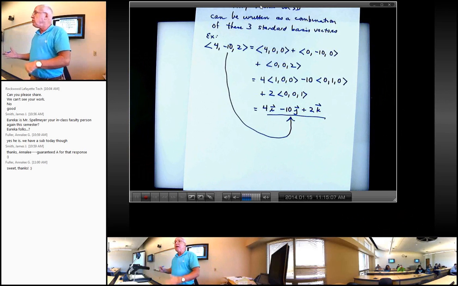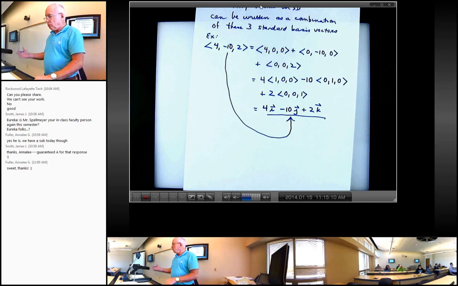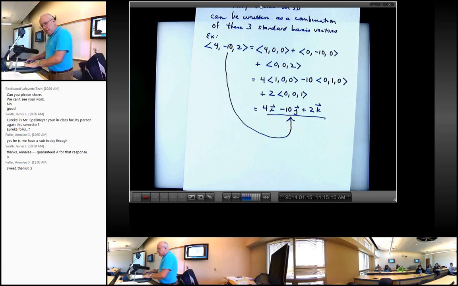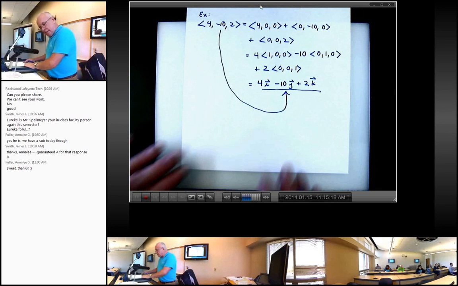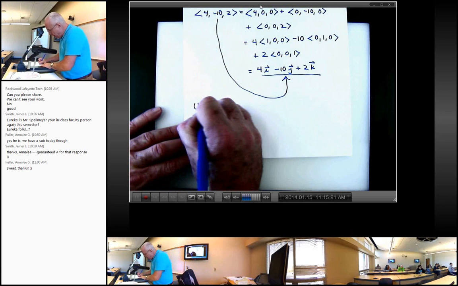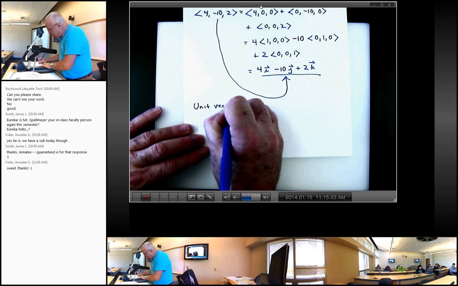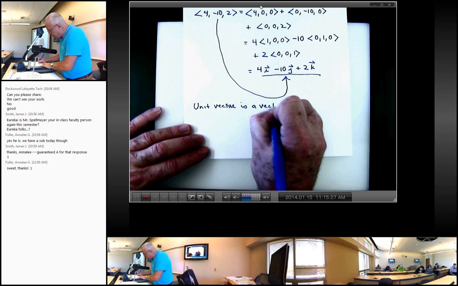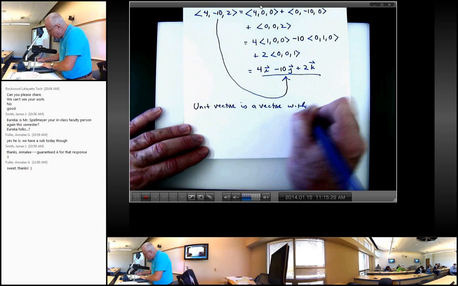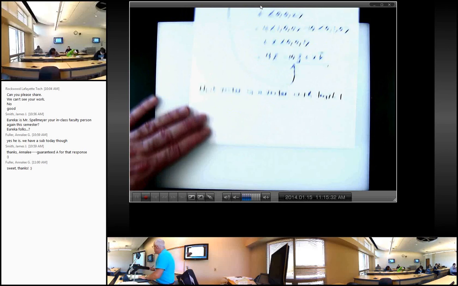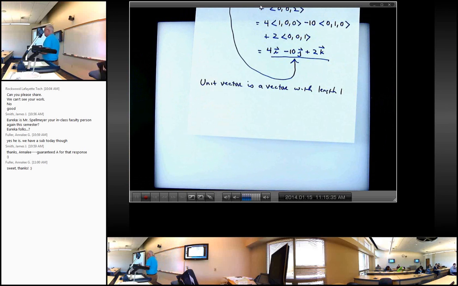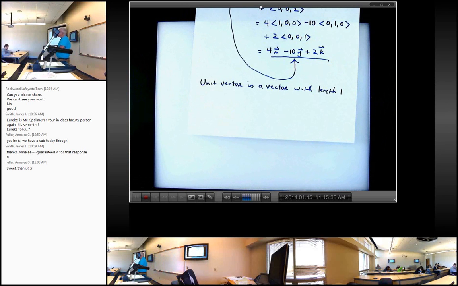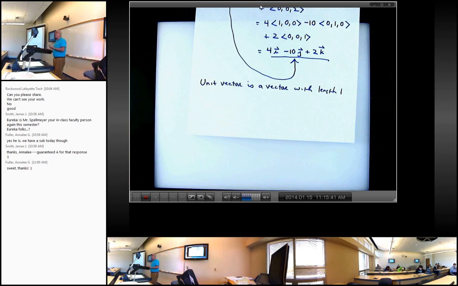So do we see how any vector can be written like that? Right? Now, I had already said that a unit vector is a vector whose length is 1. Unit vector is a vector with length 1. So if we have any non-zero vector, we can actually multiply it by something to make it into a corresponding unit vector. So we're going to see this with an example.